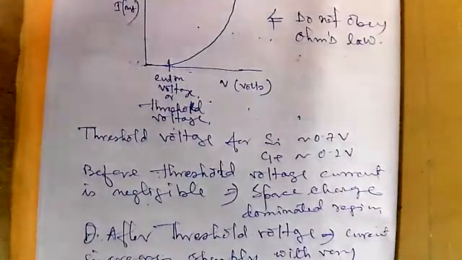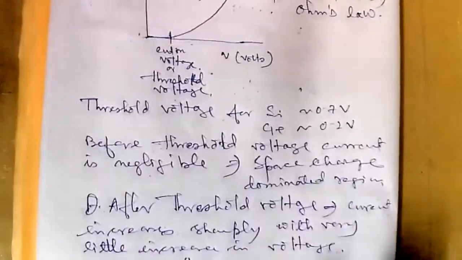So this is the forward characteristics of a PN junction diode. And there is another characteristic which is called reverse characteristics.